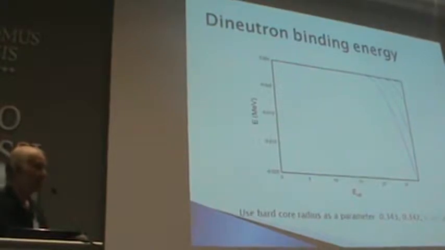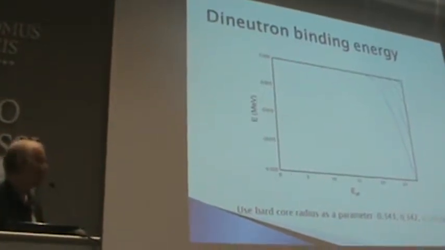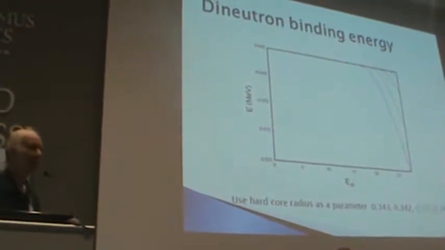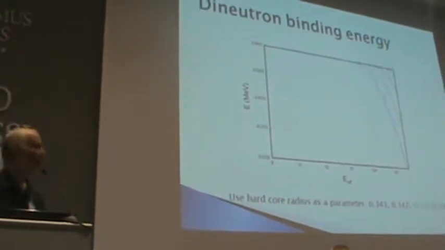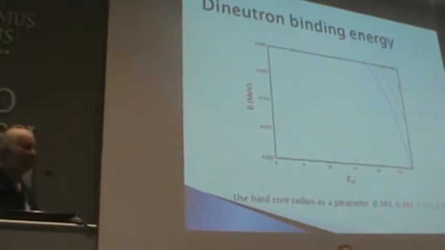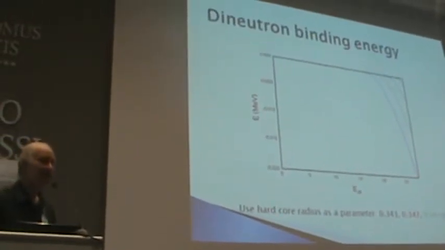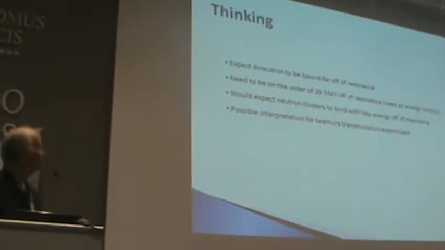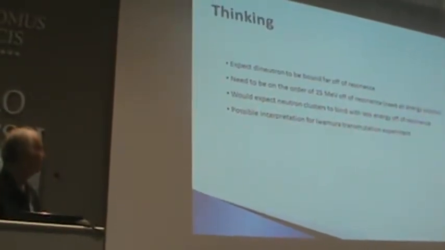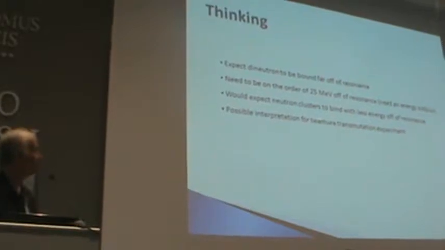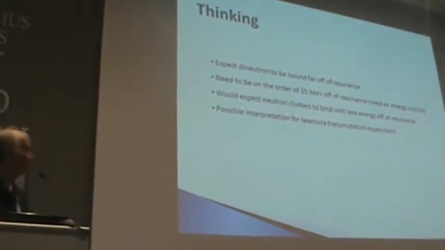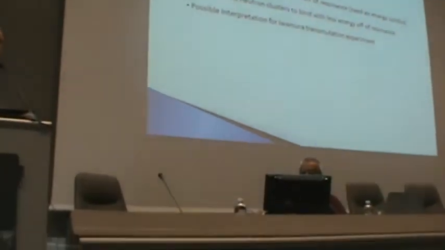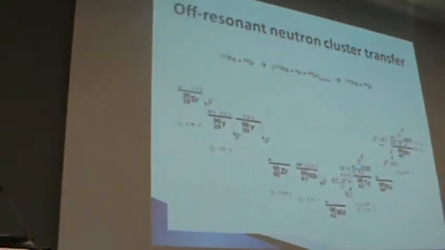In the case of the dineutron, which I can also model easily, I find that the dineutron is normally not bound on resonance. But if you go off of resonance by about 25 MeV, then the attraction becomes strong enough to make the dineutron bound. If you have neutron clusters, they would be expected to bind with less energy off of resonance. And that provides a possible interpretation for the Imamura experiment.